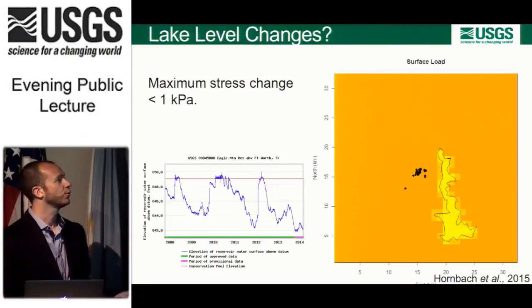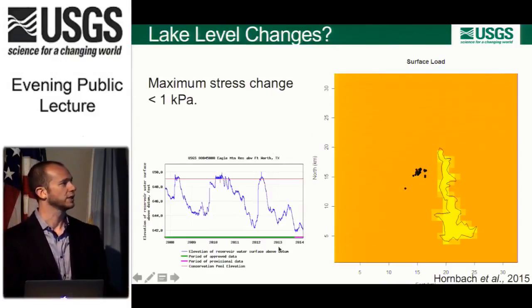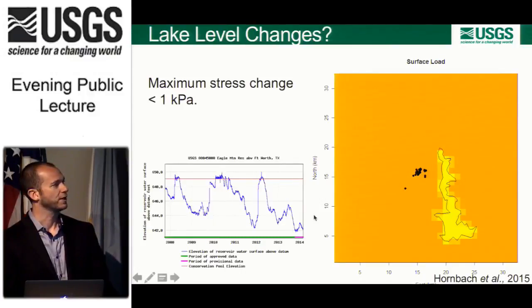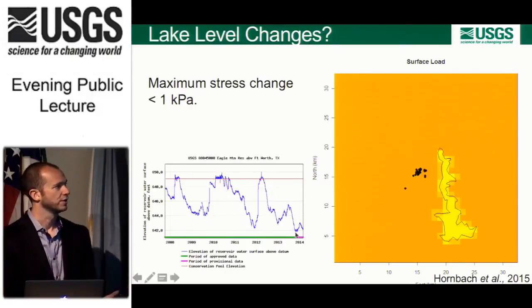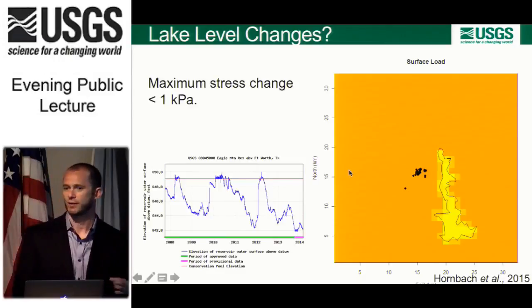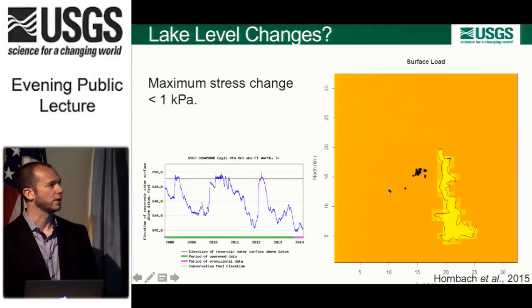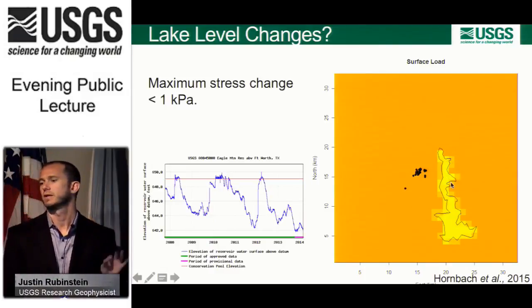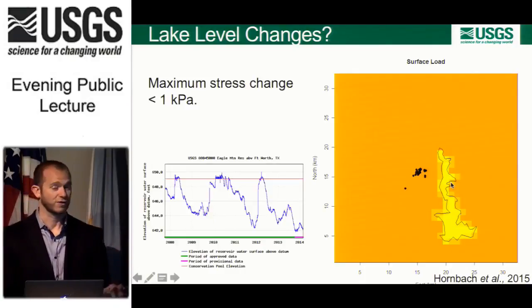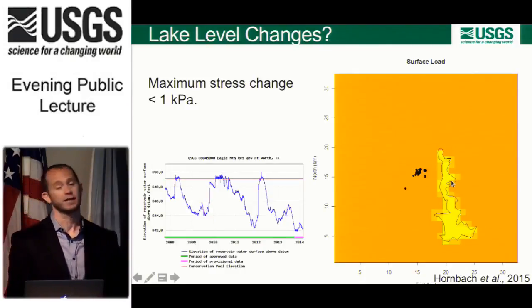So they first considered whether or not lake level changes could be causing it. And here's just a plot showing you the lake level, and here's the time of the earthquakes. And you can see the lake level is at its lowest over this period of 6 years. But the stresses associated with this lake level drop are incredibly low. So here's a location of the earthquakes, and this is showing you the change in stress associated with this. And you can see that stress changes are only located immediately under this lake. And these stress changes are incredibly small. They're less than a kilopascal.